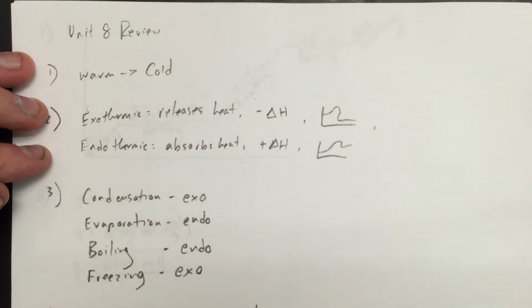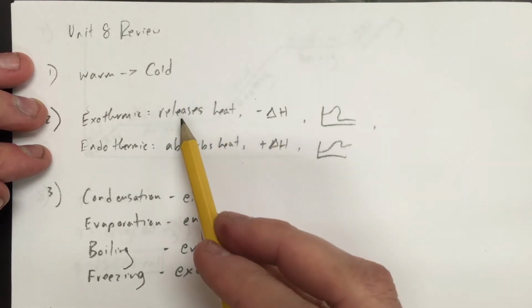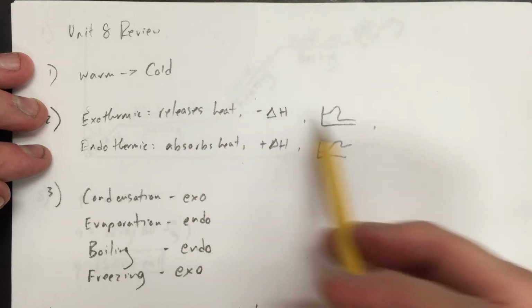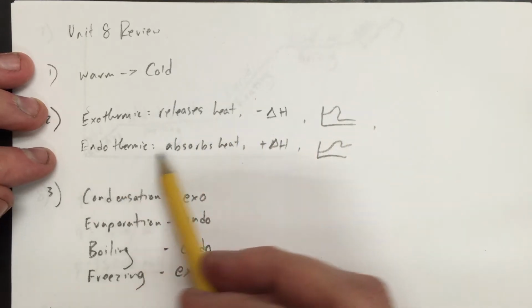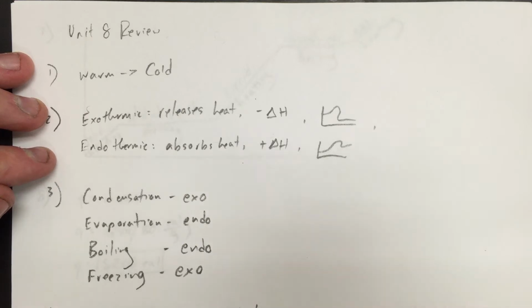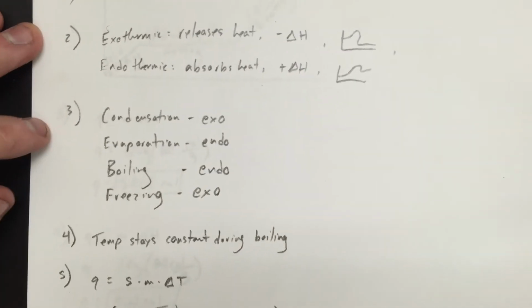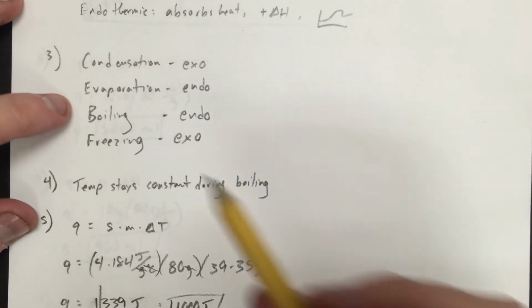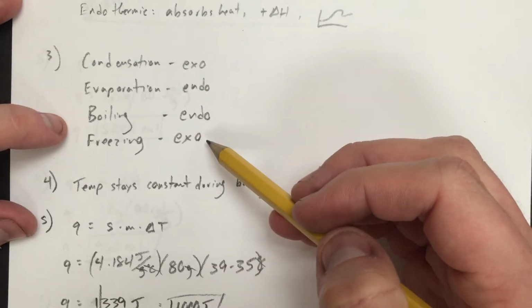Number 2, list all that you know about exothermic and endothermic reactions. So some things you probably need to know. Exothermic releases heat, has negative delta H, and the graph kind of looks like that. Endothermic absorbs heat, has positive delta H, and the graph looks like this. There's more stuff, but that's the important stuff. Alright, number 3. Condensation, evaporation, boiling, freezing: exo, endo, endo, exo.